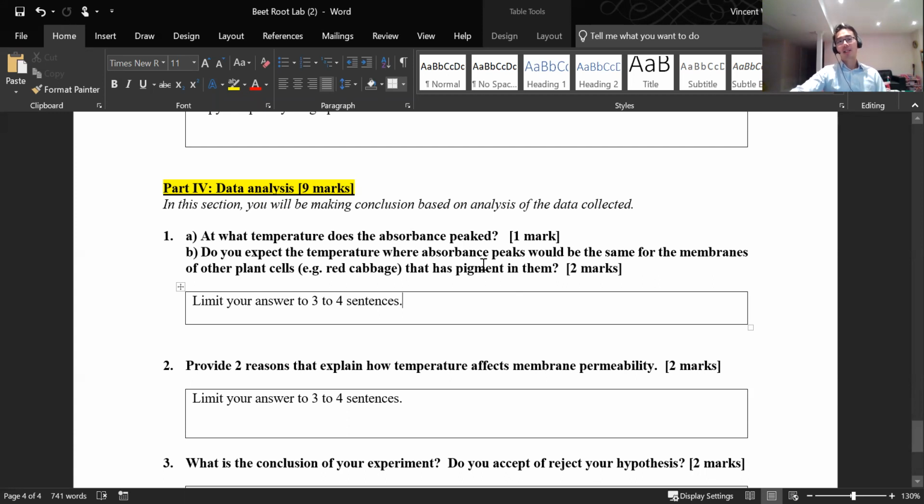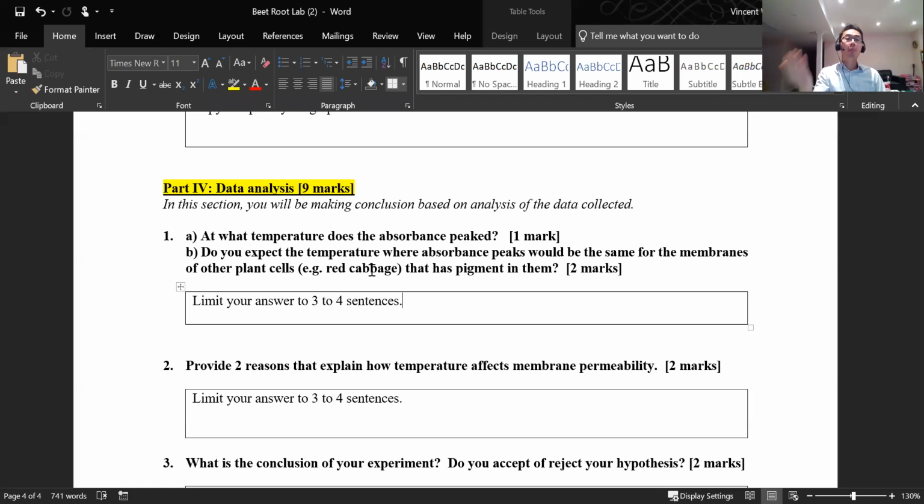I would not expect the absorbance to peak at the same temperature for other plant cells. A lot of people say, well, the red cabbage also has the same pigment, so I would expect them to peak at the same time. The peak temperature has nothing to do with the pigments, okay? The peak temperature has to do with the composition of the membrane, right? Does it have the same amount of cholesterol? Does it have the same amount of saturated versus unsaturated fatty acids? All those factors are going to determine the fluidity of your membrane.